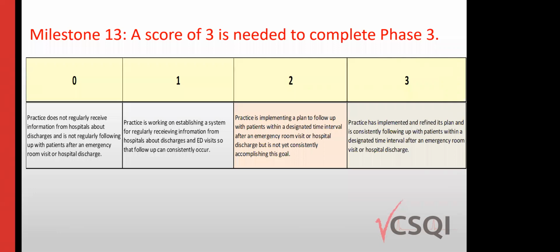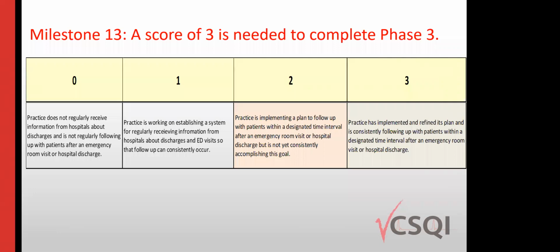And that's typically when a physician or a practice has not yet established a relationship with the hospital, which is very easy to do. A score of a 3 would indicate that the practice has implemented and refined its plan, and it's consistently following up with patients within a designated time interval after an ER visit. And again, a score of a 1 would indicate that the practice is starting to work on a plan. A score of a 2 would indicate that the practice has just recently put a plan in place, and is working on standardizing and refining that plan within the practice.